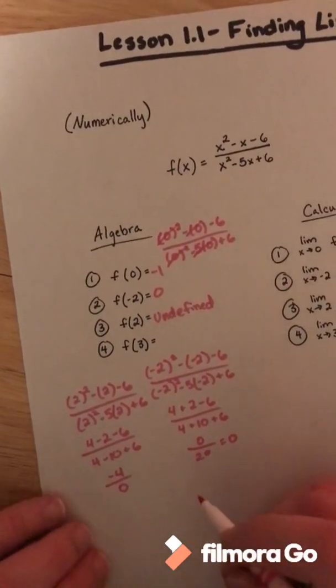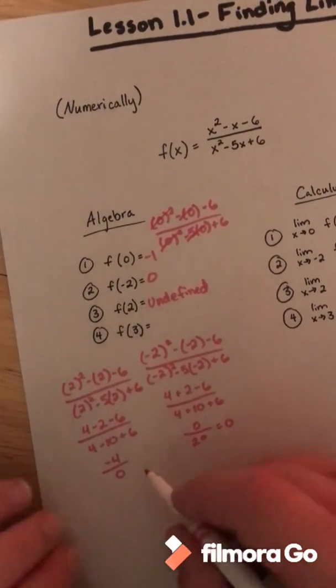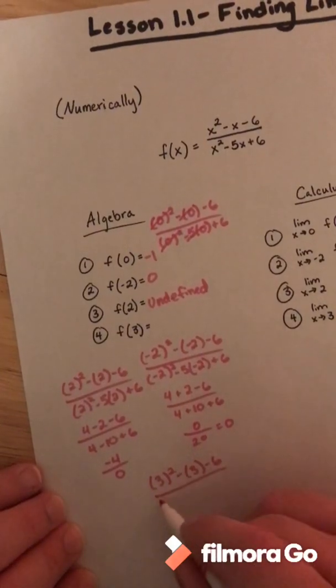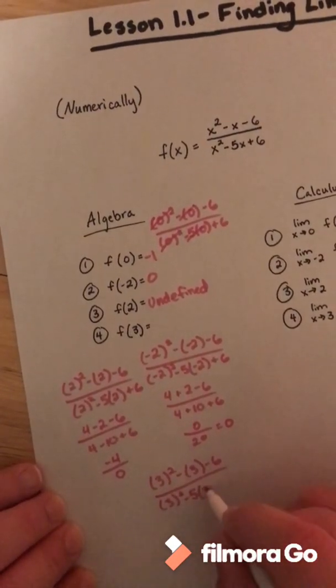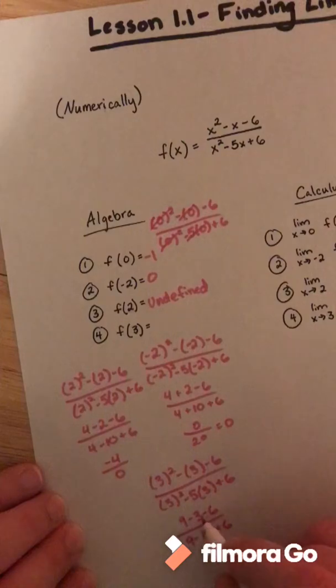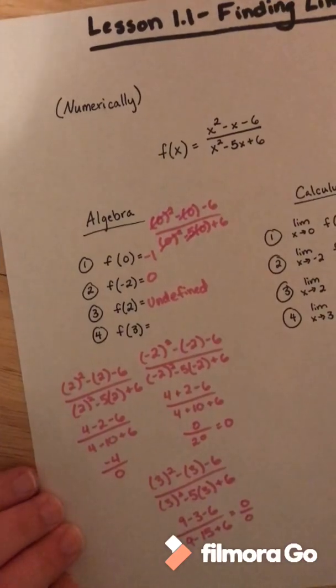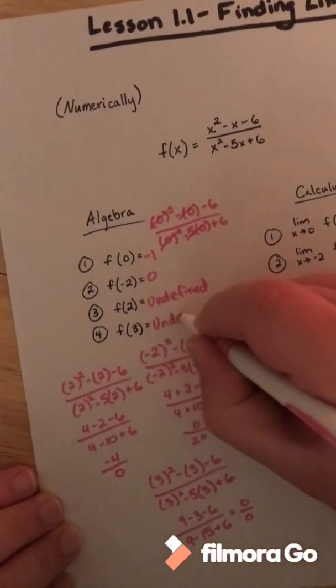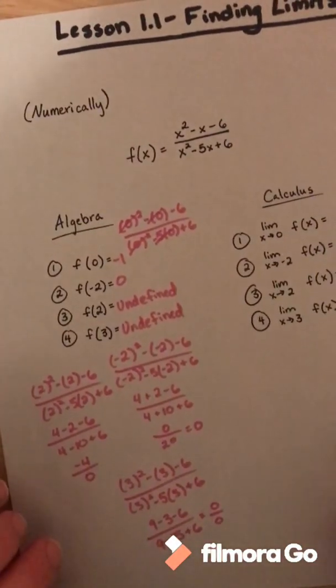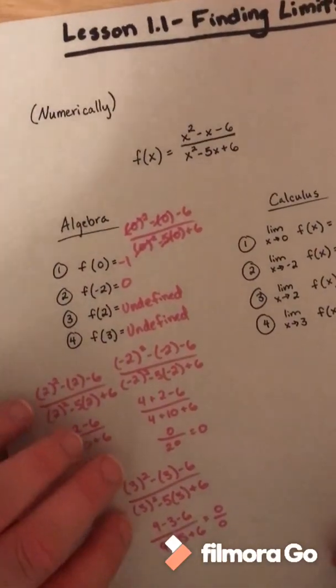Let's try the last one, f of 3, and see what happens. So I'm going to plug in 3. So 3 squared minus 3 minus 6 over 3 squared minus 5 times 3 plus 6. 3 squared is 9 minus 3 minus 6, over 3 squared is 9 minus 15 plus 6. 9 minus 3 minus 6 is 0. 9 minus 15 plus 6 is also 0. Again, you cannot divide by 0, so this one is also undefined. That's the trick. If you get a 0 on the bottom, it's undefined. It is not going to work. So 2 and 3 have to be excluded from my domain.